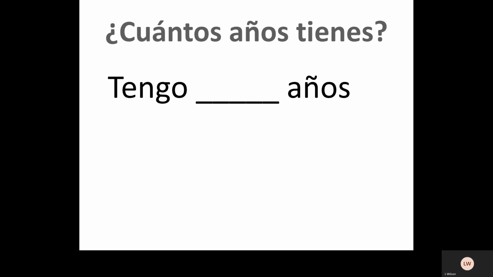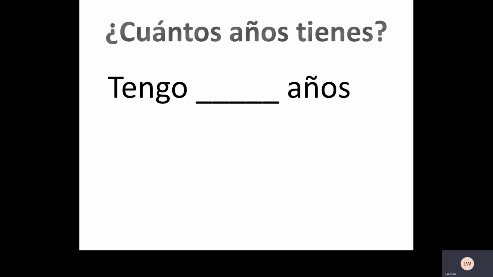Tienes. ¿Cuántos años tienes? And all together, ¿cuántos años tienes? Otra vez, ¿cuántos años tienes? ¿Cuántos años tienes?